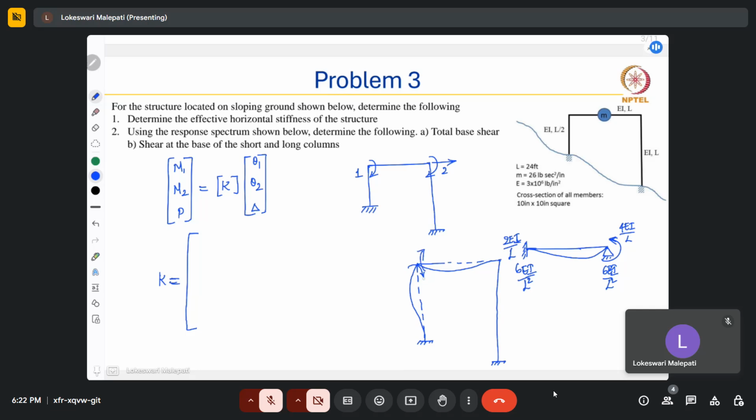So we have the moments generated both near this column as well as at the beam. So this would be how much? Both are the near ends. So it would be 4 EI by L by 2 and this is 4 EI by L. So the first element would be the summation of these two. So we have 8 EI by L plus 4 EI by L. That would be totally 12 EI by L.